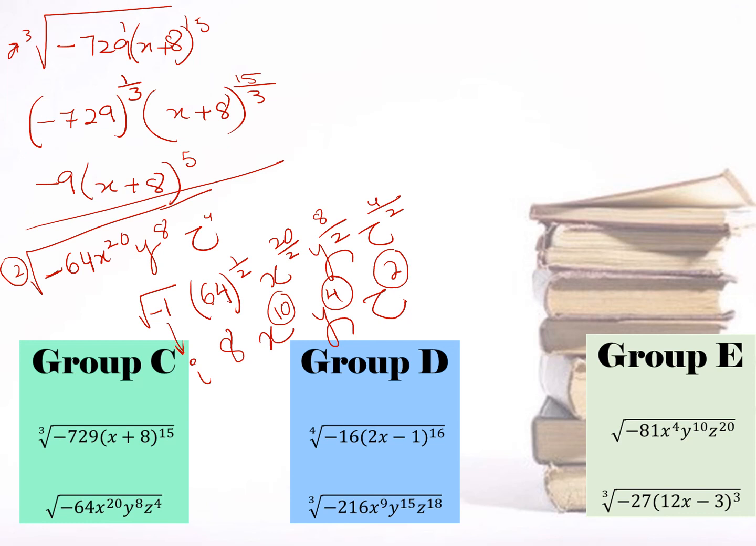Okay, what will happen in group D and group E? Now you are all familiar. So if you have the negative sign, only if you have an even index, then you should write the square root of negative 1 first. And in place of the square root of negative 1, you have to write the i. But in case of an odd index, you keep the negative sign as it is. So I hope you understand the idea, and just practice these questions at home so that you get used to this idea.